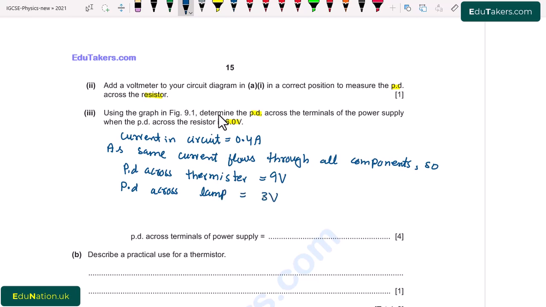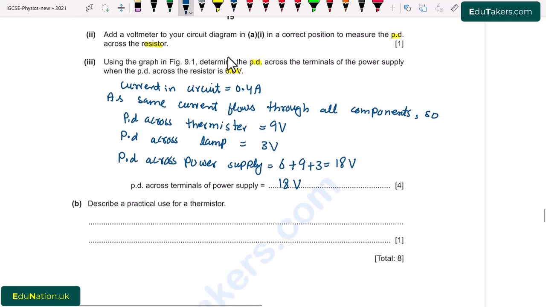Now we have to calculate the potential difference across the terminals of power supply. It will be equal to the sum of the potential difference across three components. So I write here 6 plus 9 plus 3, it will be equal to 18 volt. So the potential difference across terminal of power supply is 18 volts.